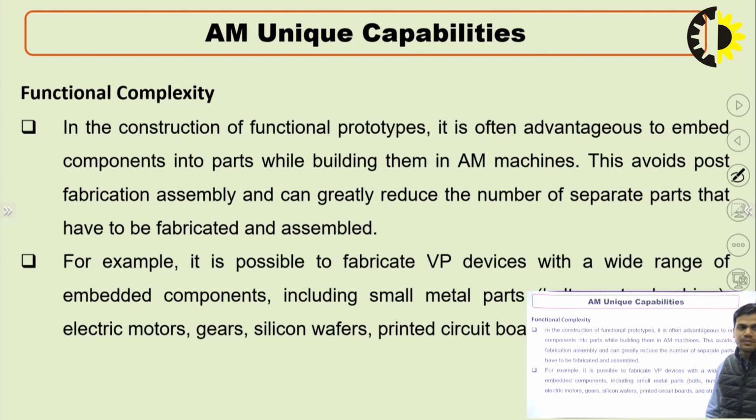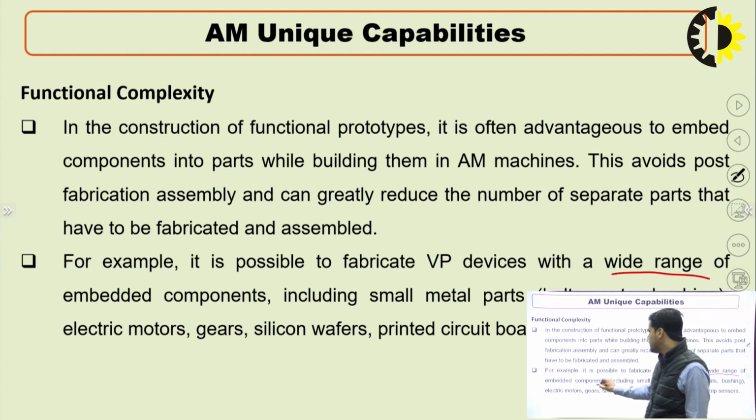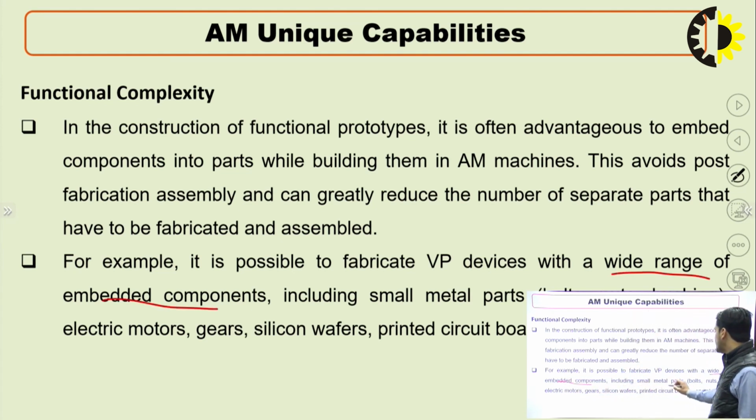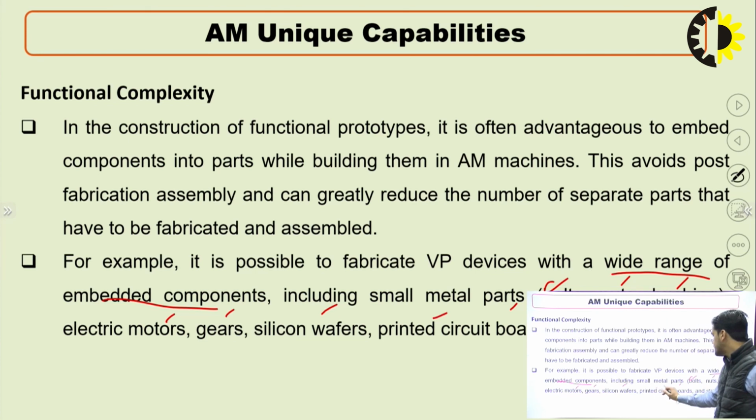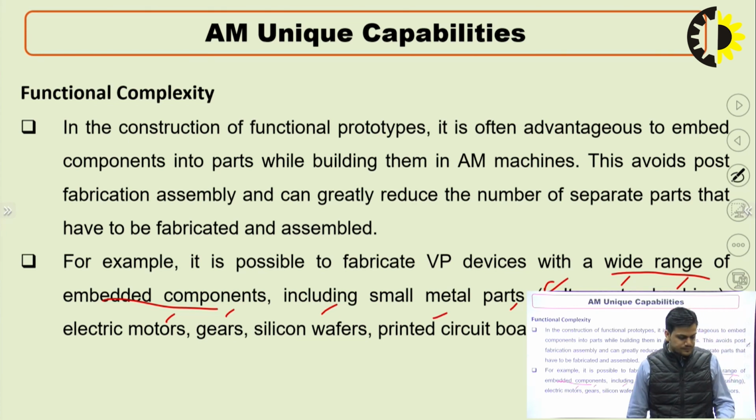As you can see, for example, it is possible to fabricate VP devices with a wide range of embedded components, including small metal parts. That can be bolts, nuts, bushings, electric motors, gears, silicon wafers, printed circuits, and strip sensors that you can manufacture in one go.